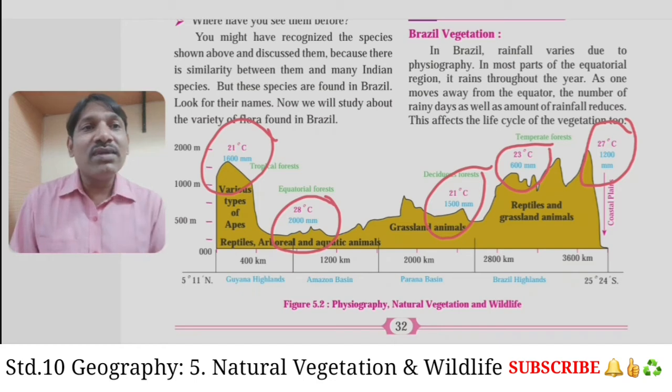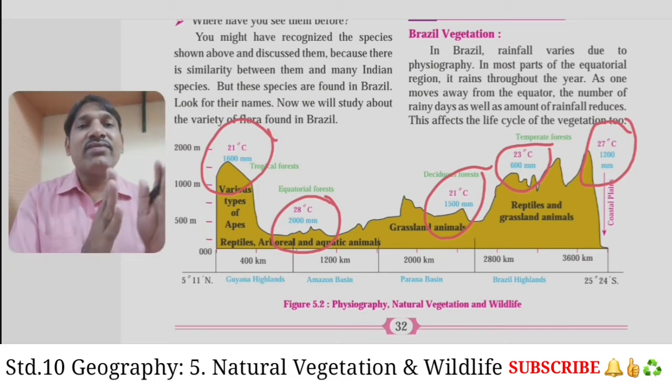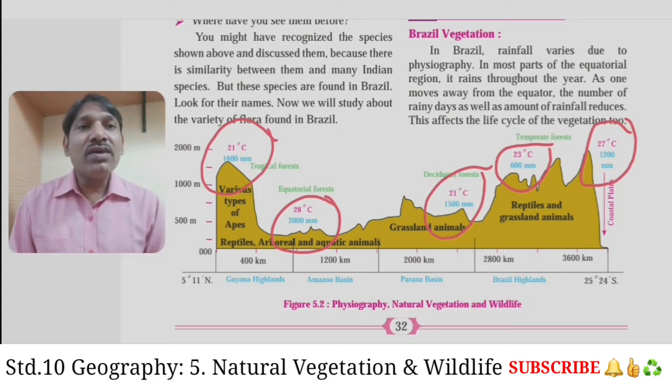As we go towards the Tropic of Capricorn, here we see the temperature is 27 degrees centigrade, 23 degrees centigrade as well as 27 degrees centigrade. It means that the temperature is going down, reducing, we can say. Okay, students, have you understood this much? Yes.